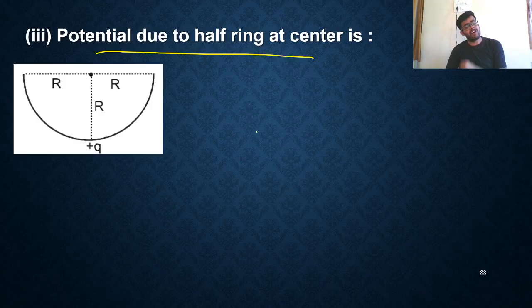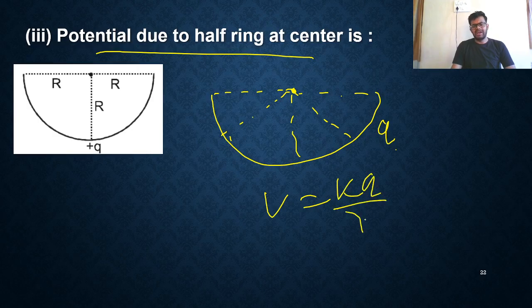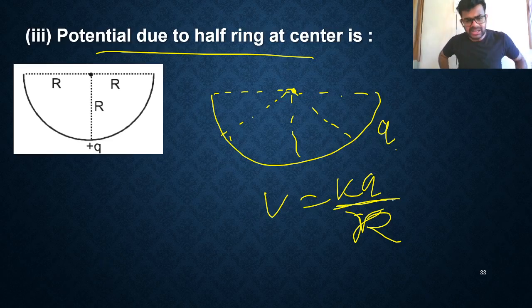Now, the potential due to the half ring at the center. Let's say there is a half ring. It is not a complete ring, it is just a half ring or semi ring, right? Due to this half ring, you need to find the potential at the center. All points are at distance r only, and the charge on this is, let's say, q. So again the formula will be kq divided by r. It doesn't matter what the length of this arc is. Simply speaking, this is just a ring, and all the points on the ring have the same distance from the center. So whatever charge is there, it is k times total charge divided by r. That's all. This is the answer.